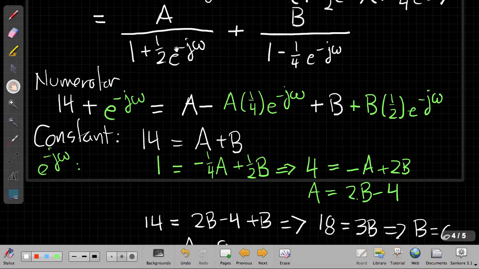So now these values go back into the stuff that's just off the screen. This tells me what the numerator of each of these terms is. So it's going to be 8 over 1 plus a half e to the minus j omega plus 6 over this term here. So let's start that on a clean page.